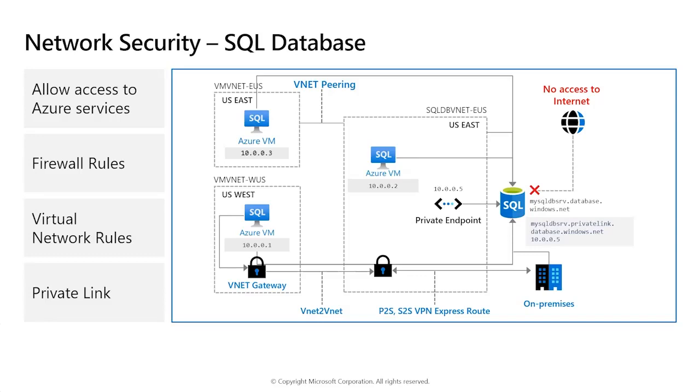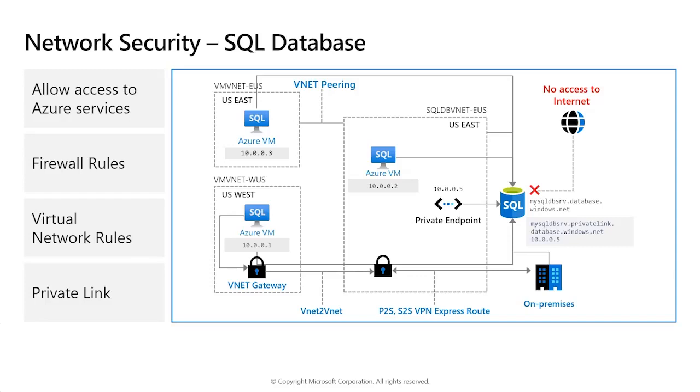So with Azure Private Endpoint, this is a network interface that allows you to privately and securely connect to Azure services through a private link. So private endpoint uses a private IP address from your virtual network so that it effectively brings that service into your virtual network. Now, we can also use things like VPN gateway or ExpressRoute to connect our on-premises environment to our Azure Virtual Network. And then we can block off all the public internet access to our Azure SQL database.